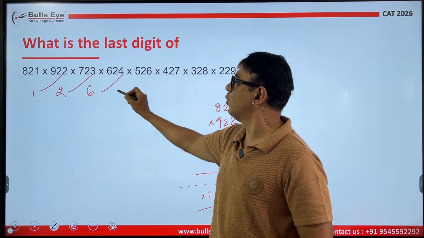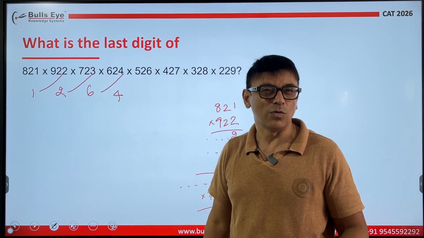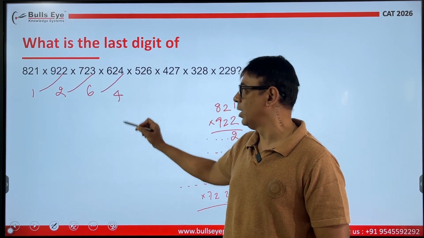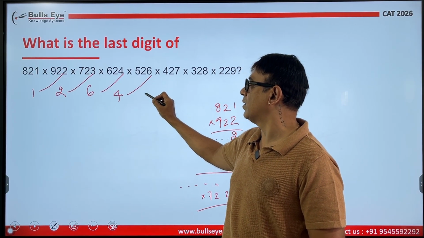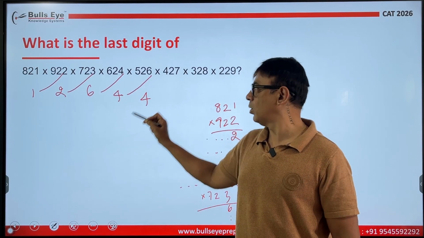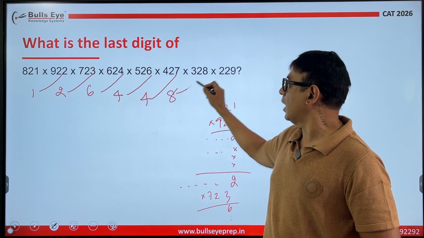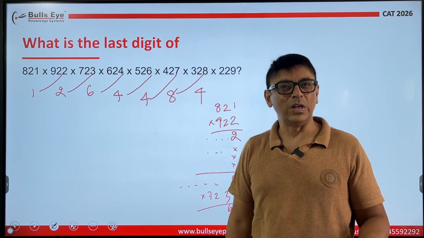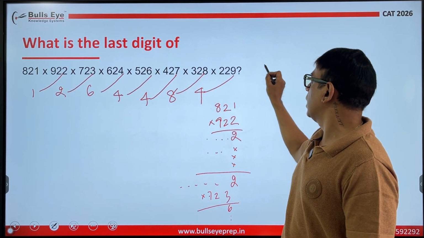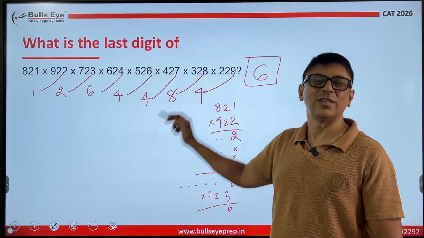Similarly, 6 into 4 is 24, ending with 4. 4 into 6 is again 24, so it will end with 4. 4 into 7 is 28, it will end with 8. 8 into 8 is 64, so it will end with 4. And 4 into 9 is 36, so it will end with 6.